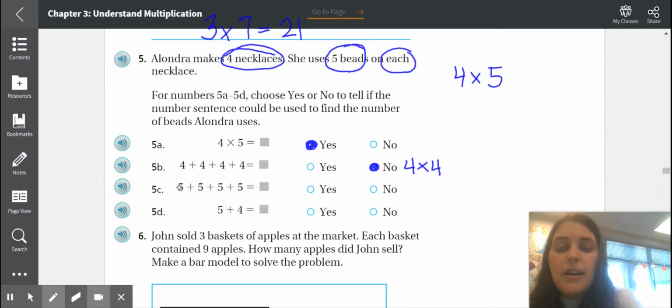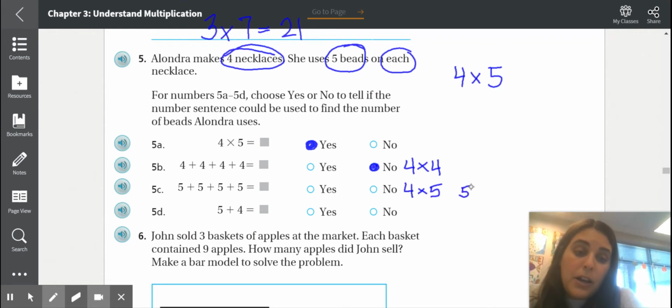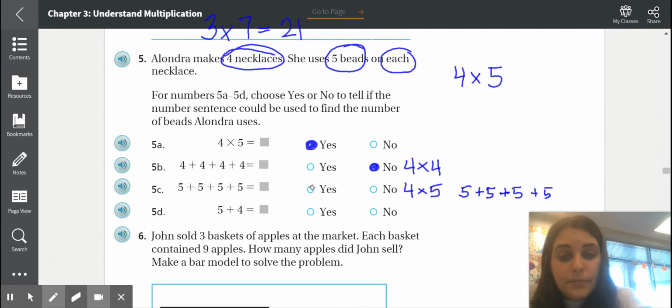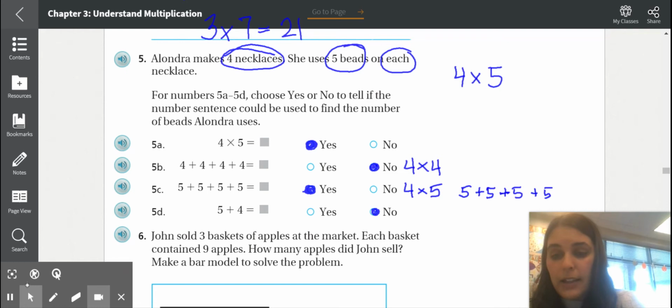Okay, let's look at this one. 5 plus 5 plus 5 plus 5. So that's saying 4 times 5, right? 5 adding to itself 4 times. Because remember, multiplication can also be repeated addition. That's just like saying 5 plus 5 plus 5 plus 5. So that would work. And then the last one, 5 plus 4. 5 plus 4 is 9. Is that going to get us our total of 4 times 5? No. So these are the two that would work. Okay, let's keep going.